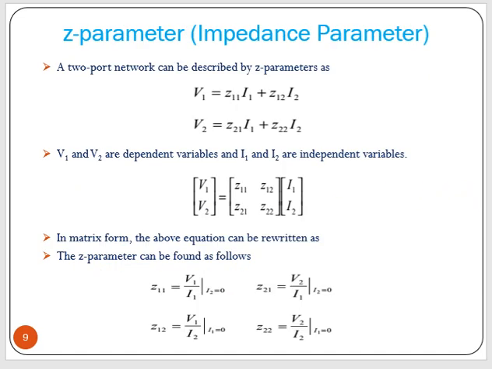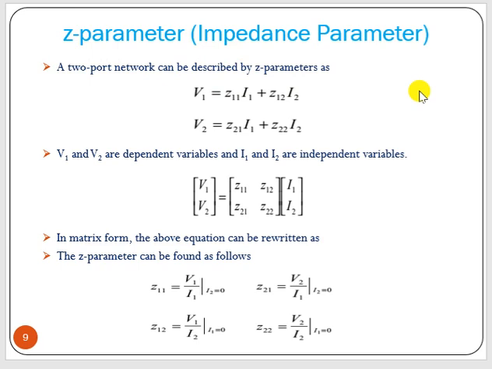Now, there are a total of six types of two-port parameters. Those are Z, Y, H, G, transmission line parameter ABCD, and inverse transmission parameter. Total six parameters. First, let us take the example of the Z parameter, which is also called the impedance parameter.